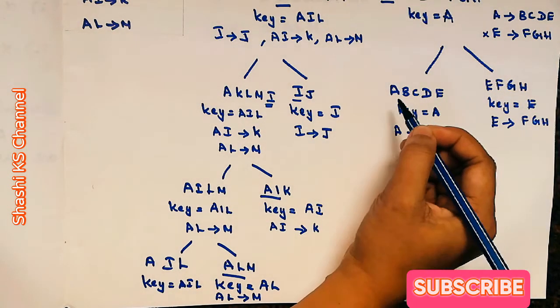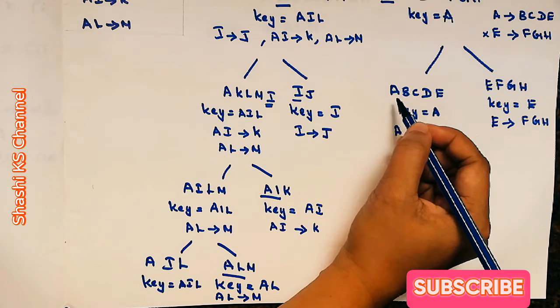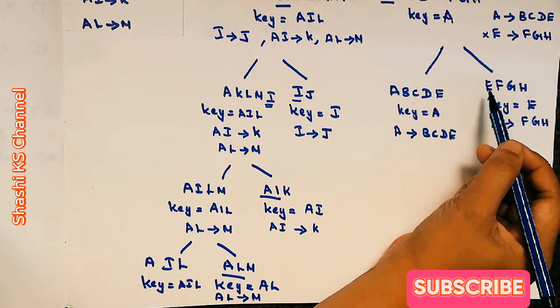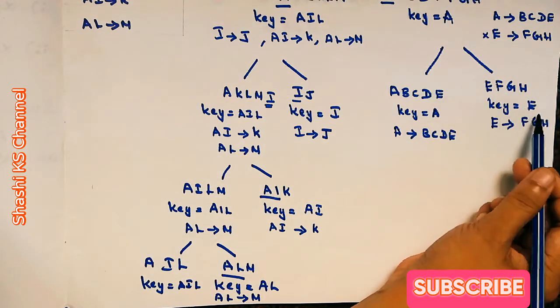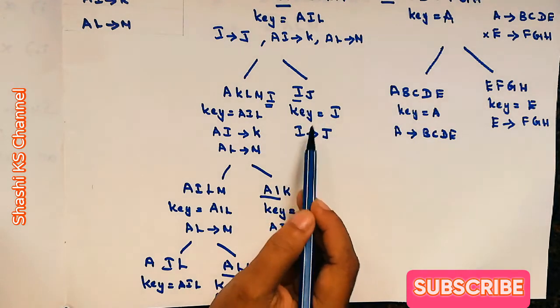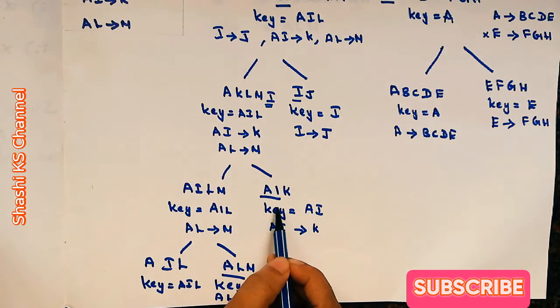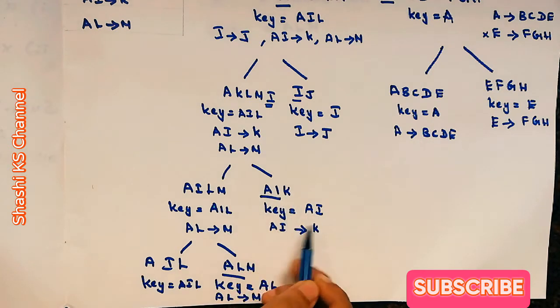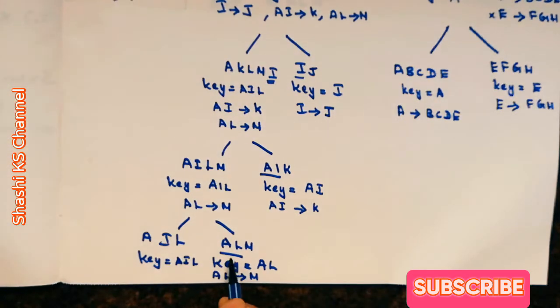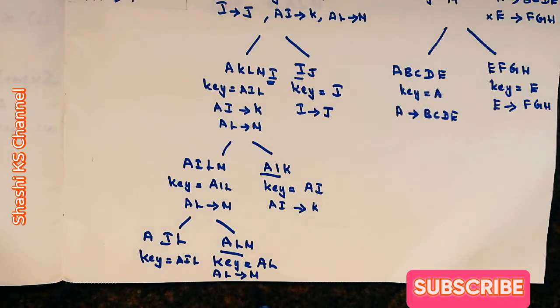So what are all the decomposed relations? First is relation with attributes A, B, C, D and E with key as A. Second relation is relation with attributes E, F, G and H with key as E. And the third relation is relation with attributes I and J and key as I. The fourth relation is relation with attributes A, I and K with key as AI. The fifth relation is relation with attributes A, L and M with key as AL. And the sixth relation is relation with attributes A, I and L with key as AIL.